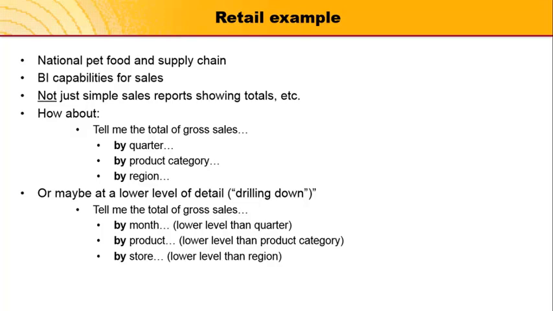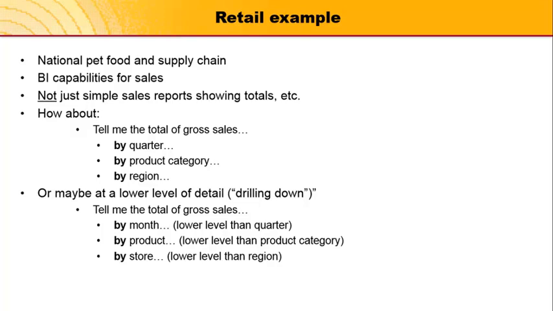Now let's look at a retail example. So far in this class we've talked about BI in retail, BI in banking, and also BI in government in our previous set of slides. Let's look at some examples of dimensionality in each of those industries. So let's start with retail. Assume that we all work for a national pet food and supply chain, so retail stores that sell pet food, dog toys, cat toys, you name it. And what we're focused on are BI capabilities for sales.